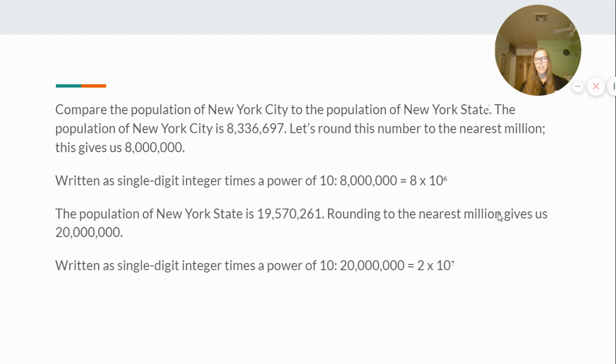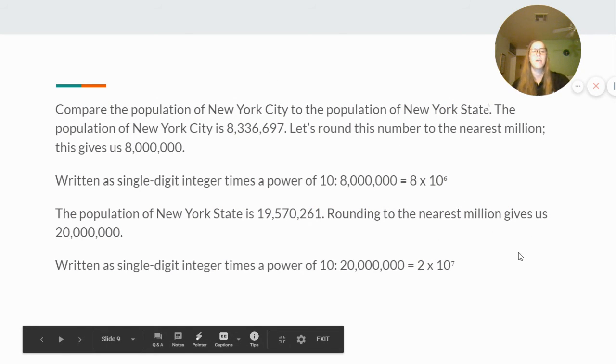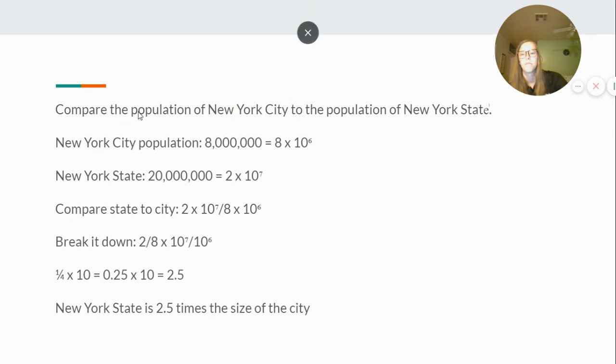New York State is 19,570,261. Rounded to the nearest million, we get 20 million. Again, written as a single-digit integer times a power of 10, 2 times 10 to the 7th. So we want to compare them. So we take 2 times 10 to the 7th over 8 times 10 to the 6th.